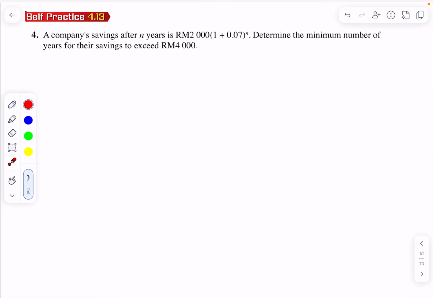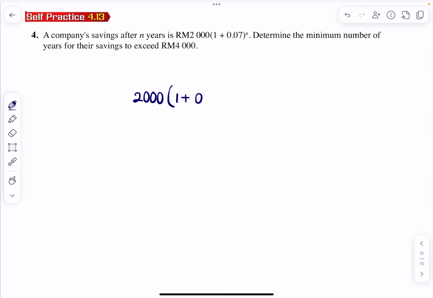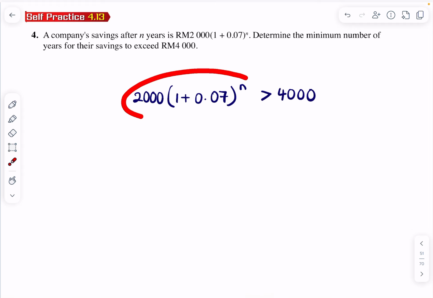Self-practice 4.13, question 4. A company's savings after n years is this much. Determine the minimum number of years for their savings to exceed 4,000. Okay, so their savings are 2,000 times (1 plus 0.07) to the power n. We want to find n when the savings exceed 4,000. Okay, this is their savings. When will their savings exceed 4,000?